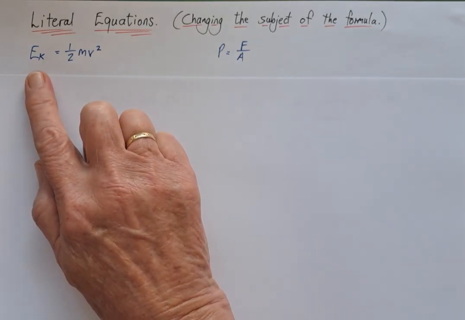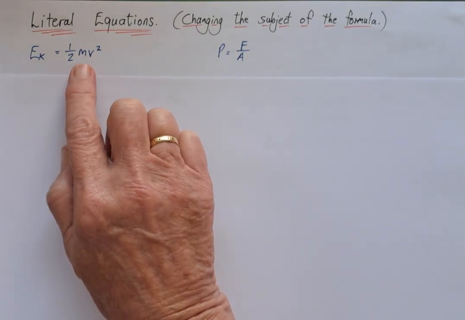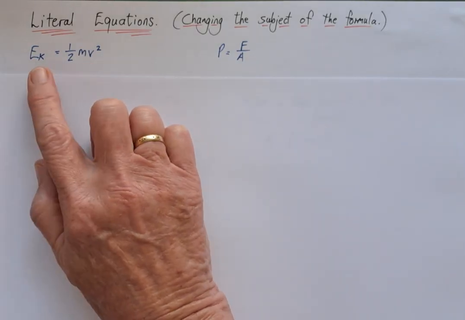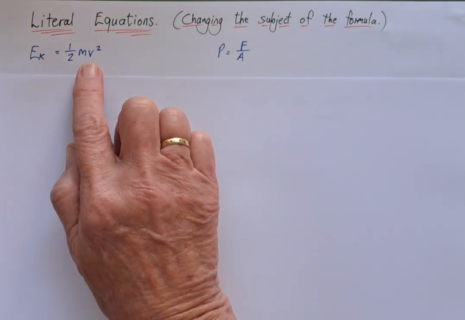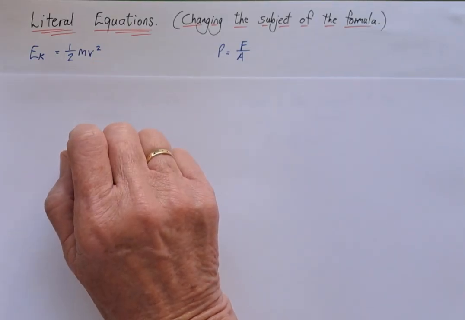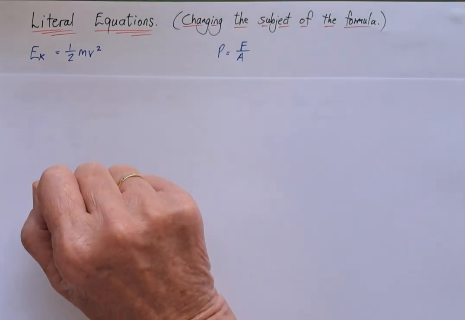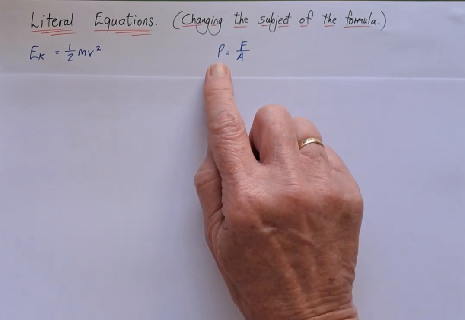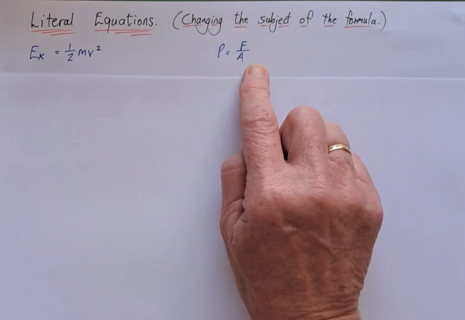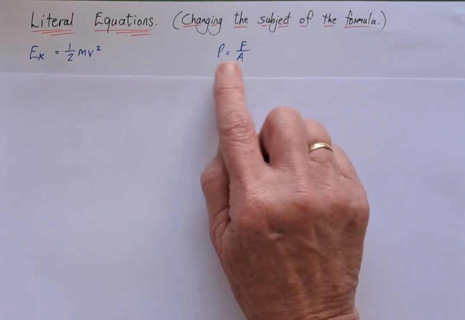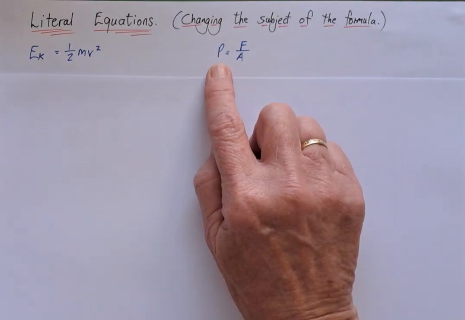If I was in a situation where I had the mass and the velocity and was trying to find the kinetic energy, that would be all very well, because I would simply substitute those values into those variables and work out what I'm looking for. The same here if I was looking at pressure, which is force over area. If I had the force and the area, I would be able to work out the pressure.